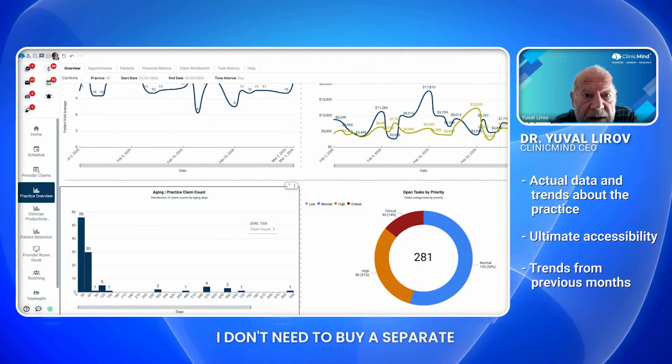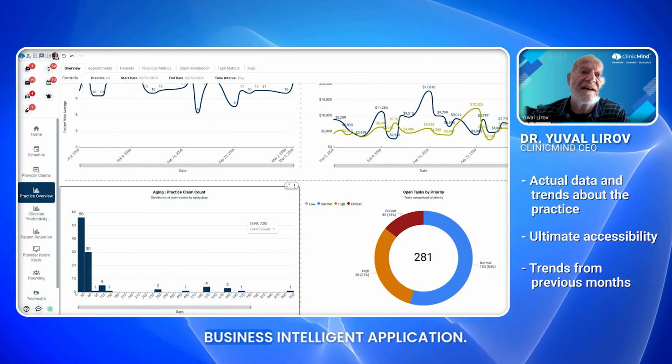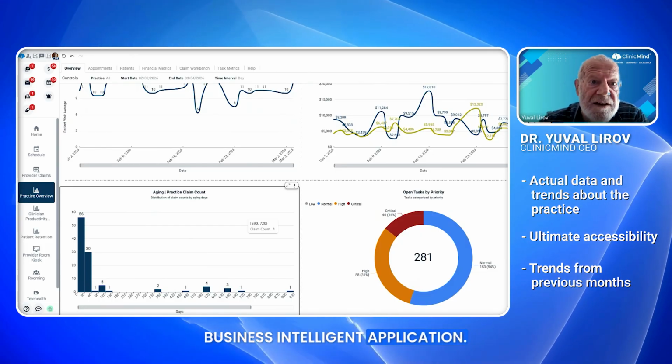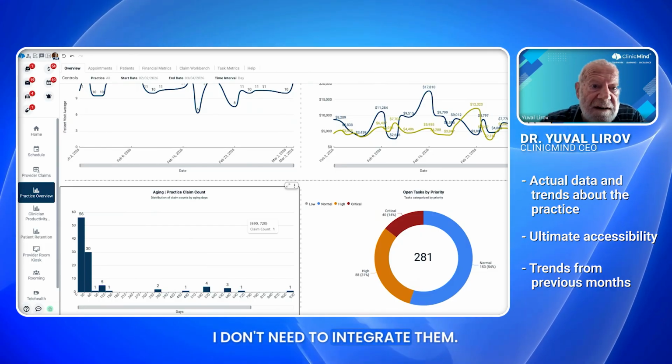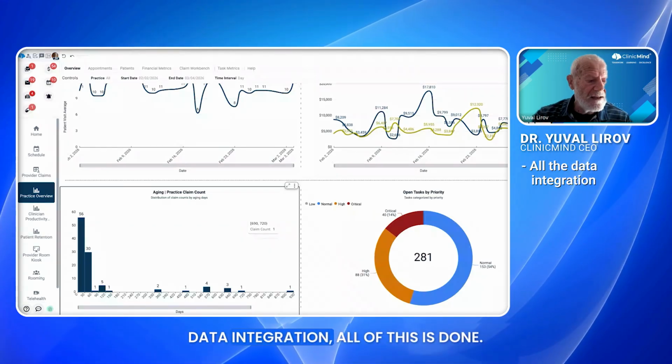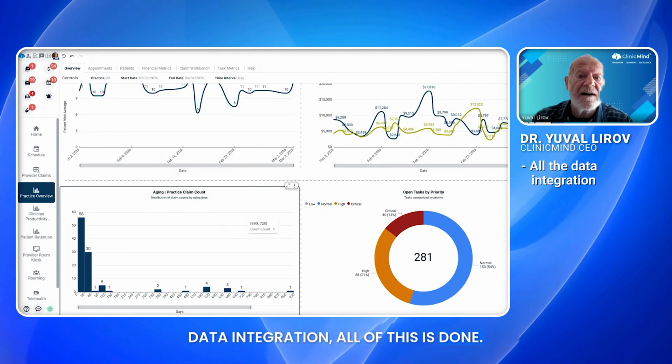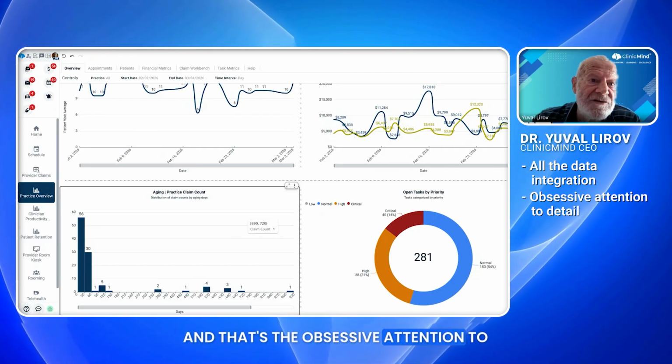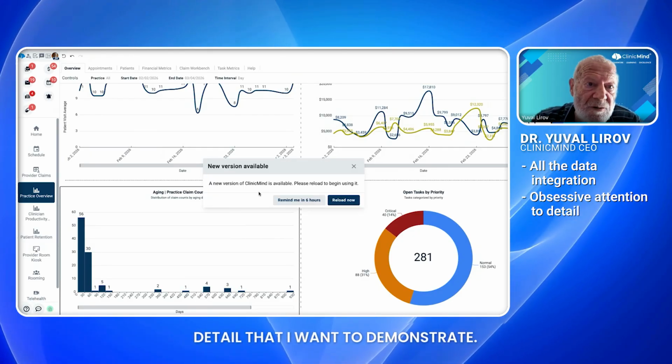I don't need to buy a separate business intelligence application. I don't need to integrate them. I don't need to deal with all the data integration. All of this is done. And that's the obsessive attention to detail that I want to demonstrate.